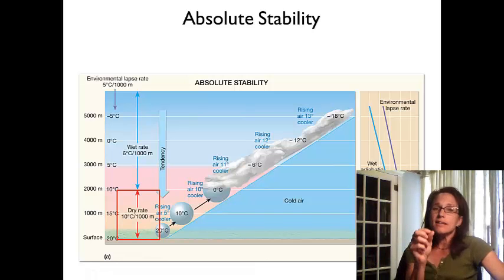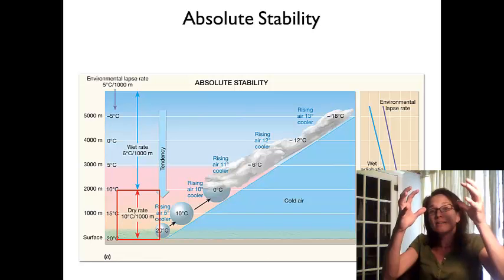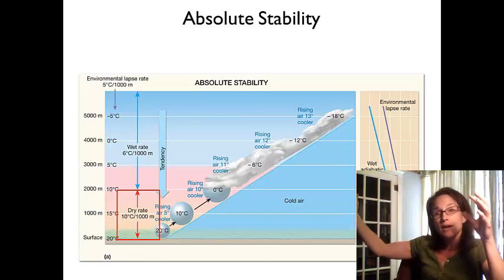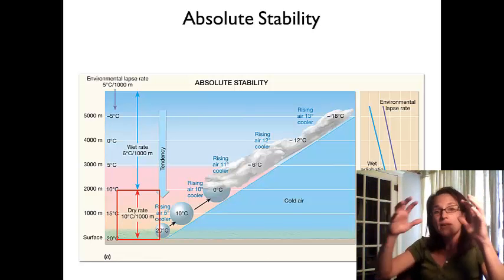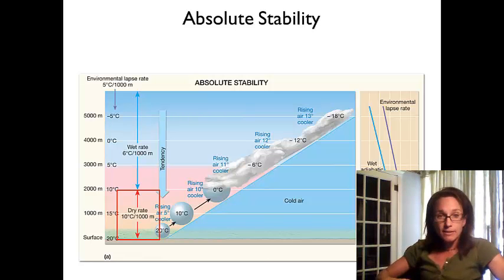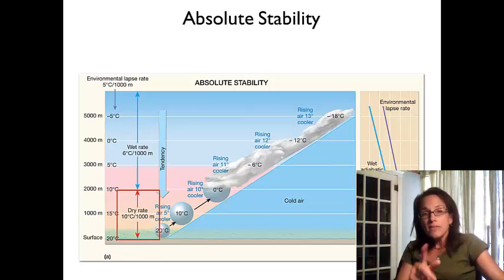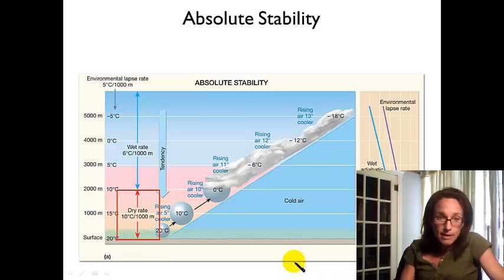That's the key thing I want you to remember about stability: it's the temperature of the bubble of air that we're imagining rising, compared with the temperature of the surrounding air, that's going to determine its stability. If that air is cooler, then it's going to want to sink, and if the rising bubble of air is warmer, it's going to want to rise. So in this case, it wants to sink, so that's stable.